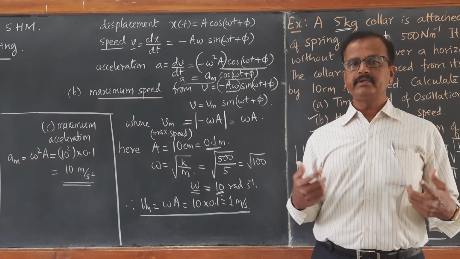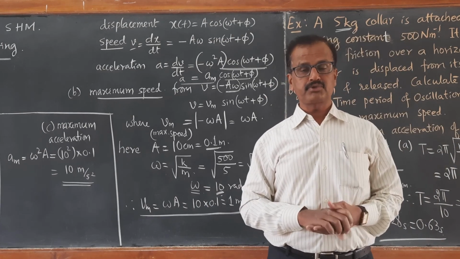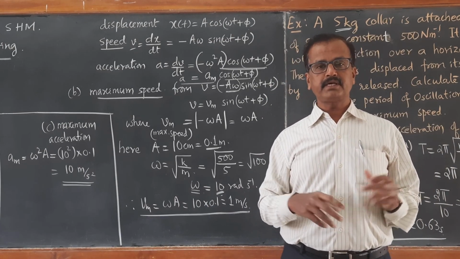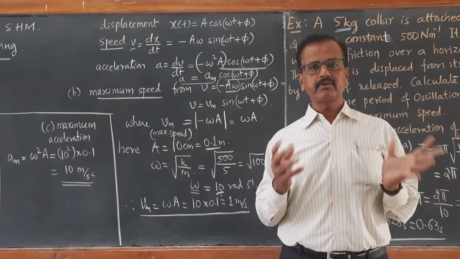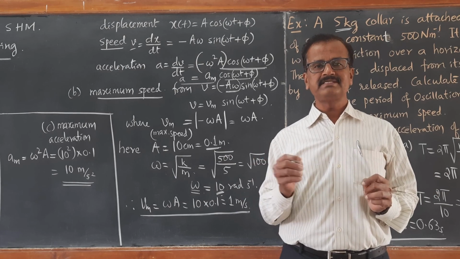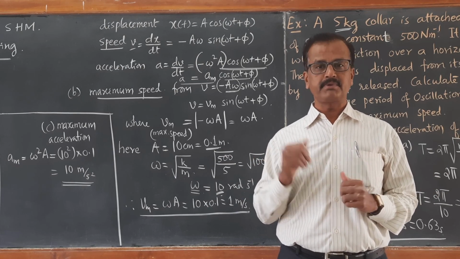And then we will discuss the second system oscillating in simple harmonic motion. The second system, that example is the oscillating pendulum. There we are going to see that when the pendulum is displaced by a small displacement, then it executes simple harmonic motion.